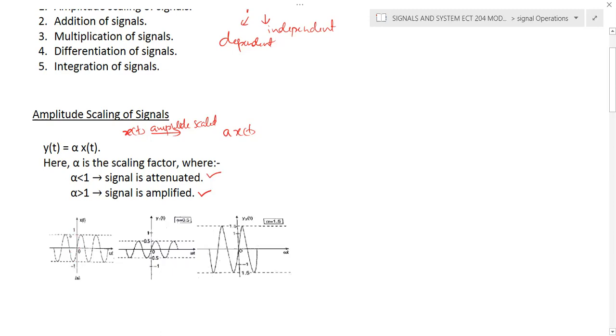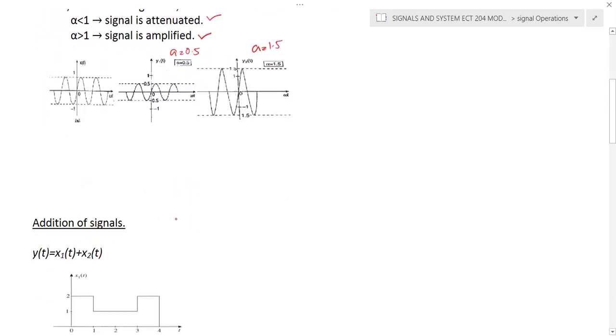Here you can see one signal x of t, a sinusoidal signal whose amplitude is varying from minus 1 to 1. And if you perform a is equal to 0.5 into x of t, so attenuation, the signal amplitude becomes 0.5 and minus 0.5. Okay, and similarly if a is equal to 1.5, that is actually amplification, so amplitude becomes 1.5 and minus 1.5. That is actually amplitude scaling, simply the amplification operation.